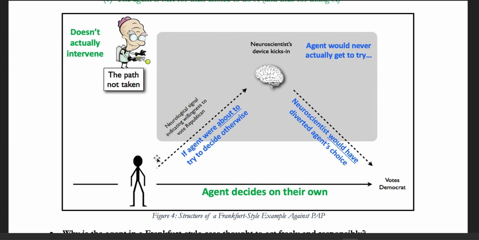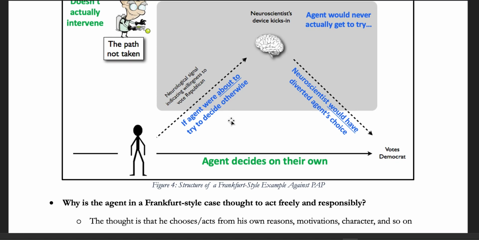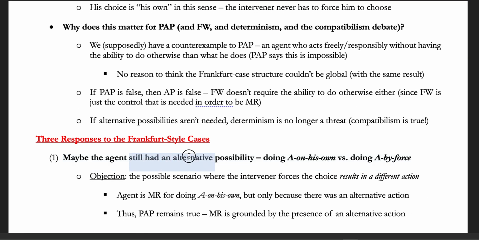Well, then it seems like there's two possibilities here, right? You could decide on your own, or something could happen where you're about to try. You just don't end your deliberation by deciding to vote Democrat. You end your deliberation with this process of being about to try to do something else, about to try to vote Republican. That's different, right? And so some people say, maybe there's still an alternative possibility there. You do A on your own, but there was this other possibility of doing A by force. You could have done A a different way.